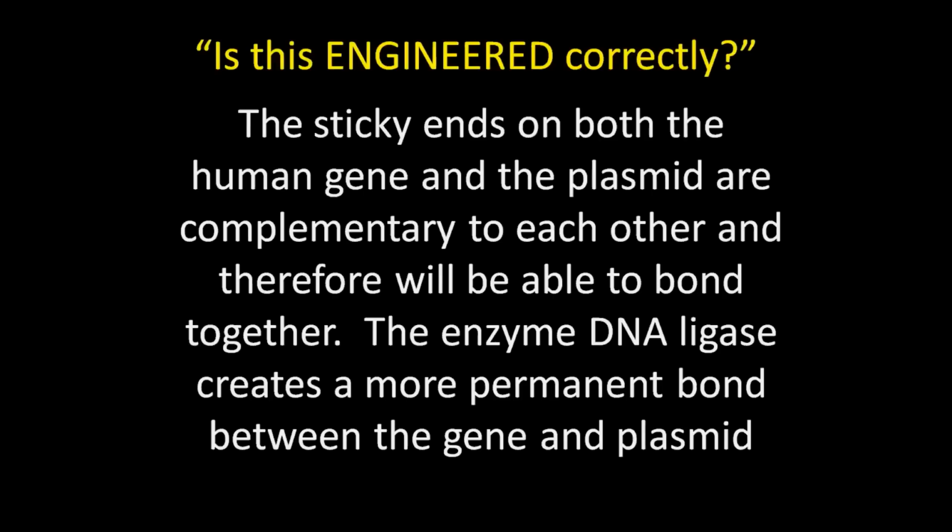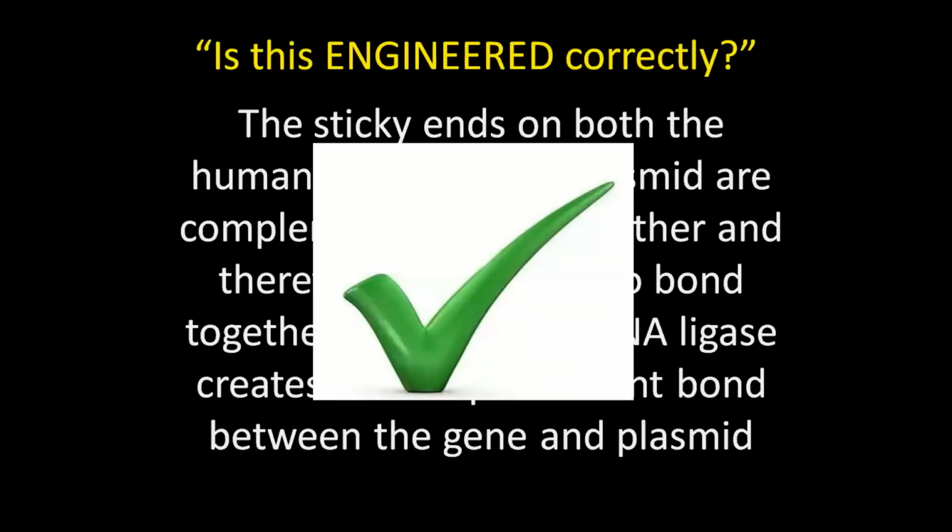Is this engineered correctly? The sticky ends on both the human gene and the plasmid are complementary to each other and therefore will be able to bond together. The enzyme DNA ligase creates a more permanent bond between the gene and plasmid. This statement is correct.